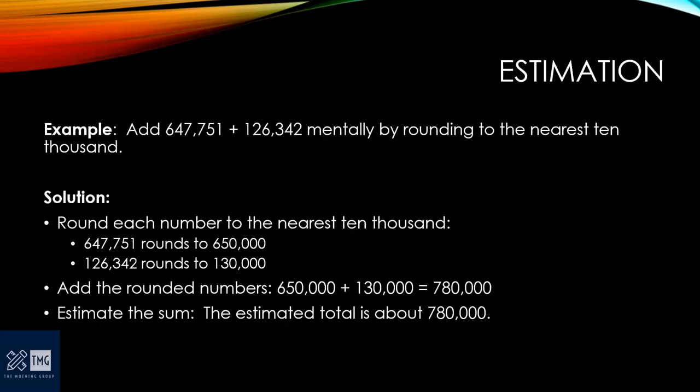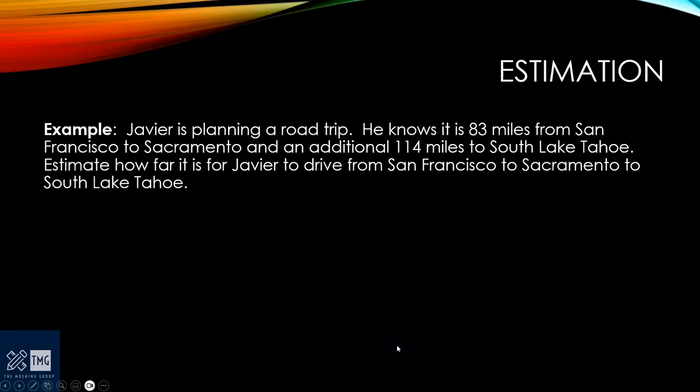Generally, when we give our answers in estimation, we use "about" or "approximately," something like that, to demonstrate this is not an exact answer. This is estimated. Let's do a story problem.